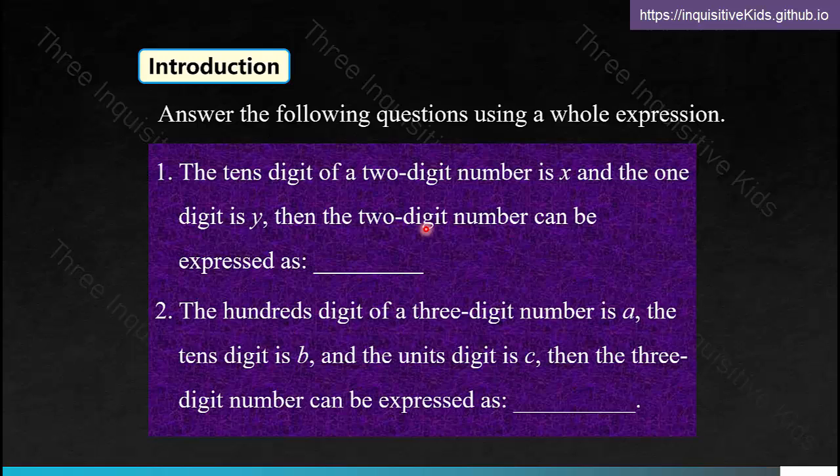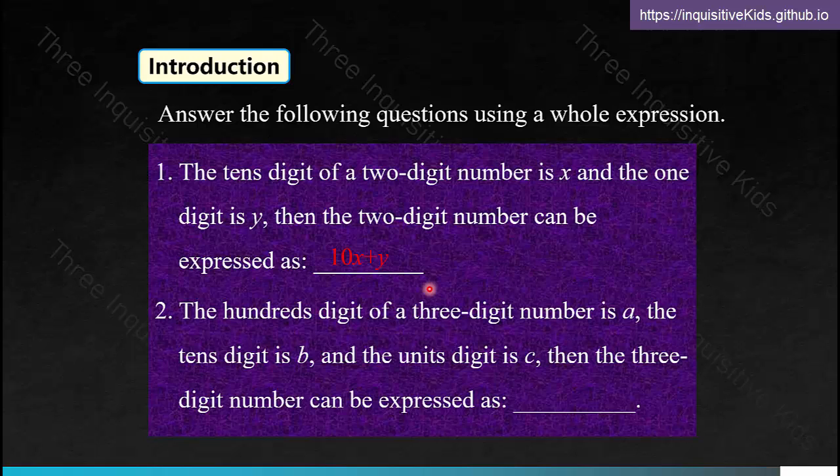Let's look at the introduction. Answer the following questions using a whole expression. The tens digit of a 2-digit number is x and the ones digit is y. So therefore, the value of the 2-digit number can be expressed with a whole expression. If the tens digit is x, its real value would be 10 times x. And if the ones digit is y, its real value would be 1 times y. So the final answer would be 10x plus y.